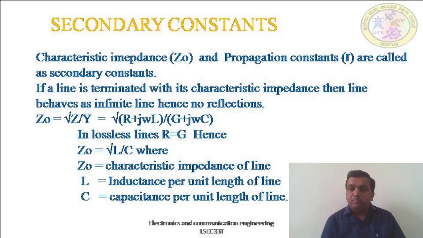I can simplify this once again. Z0 is the square root of (R plus j omega L) divided by (G plus j omega C). In lossless lines, R will be equal to G. That means in an infinite line, I can have resistance equal to conductance. Hence, with further simplification, I get Z0, or characteristic impedance, equal to root of L by C. What do you mean by L? L is the inductance per unit length of line and C is the capacitance per unit length of line, and Z0 is the characteristic impedance of the line.